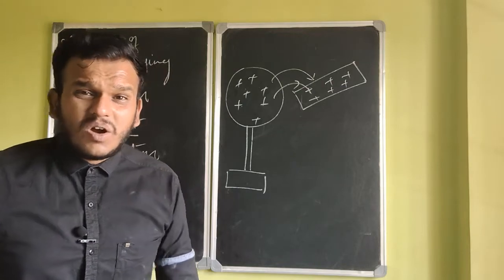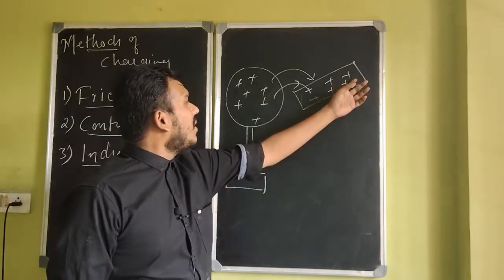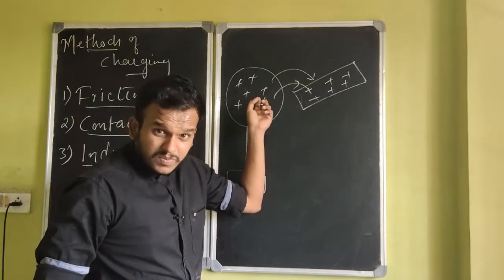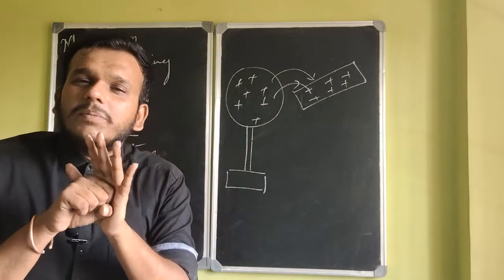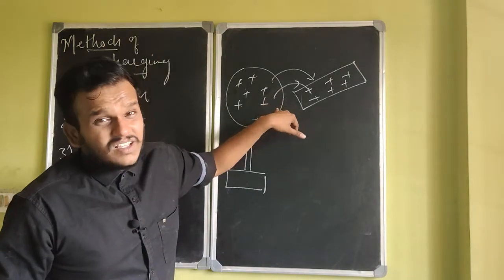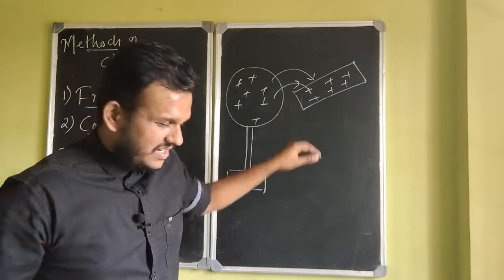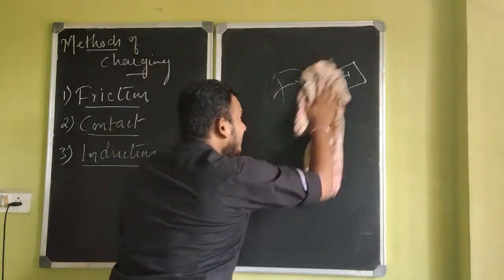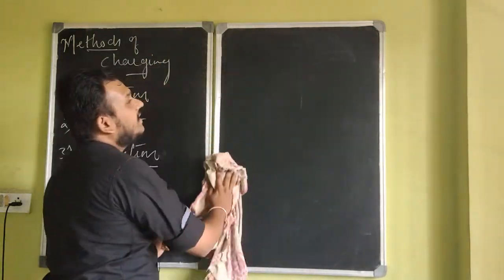This is called charging by contact. So basically, you bring a charged object in contact with the neutral object, and keep it there for a brief time, and then the neutral object will eventually get charged. This is called charging by contact. No fancy name, charging by contact, right? Anyway, next one, however, is interesting.